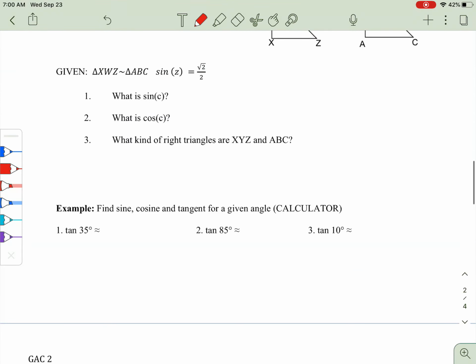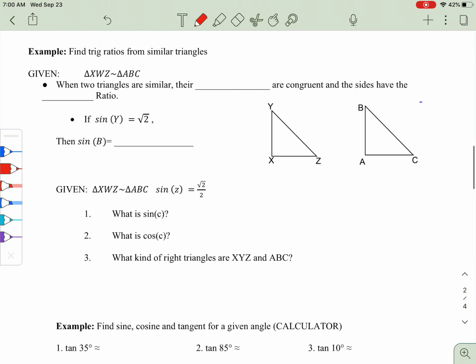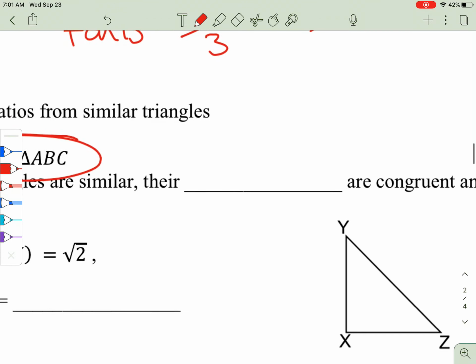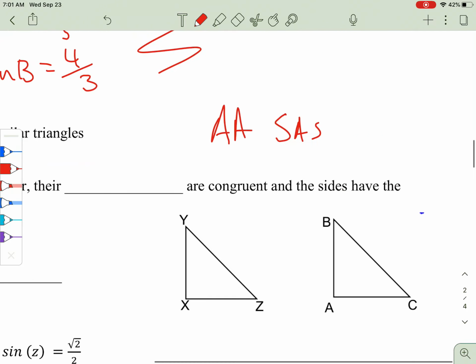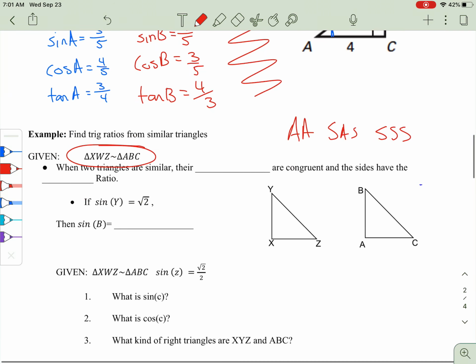So another example here that we have, finding trig ratios from similar triangles. When you have two similar triangles, like this here, it says triangle XWZ is similar to triangle ABC. When two triangles are similar, their blank are congruent, and the sides have this blank ratio. So if you remember, this is what we talked about when we were talking about similar triangles, where we used angle-angle-angle, side-angle-side, or side-side-side. Okay, so this is the same thing.